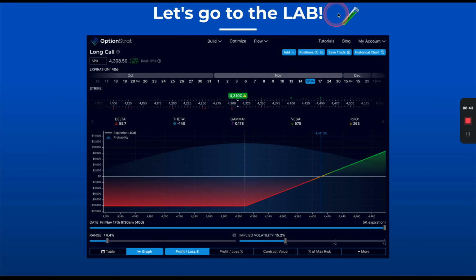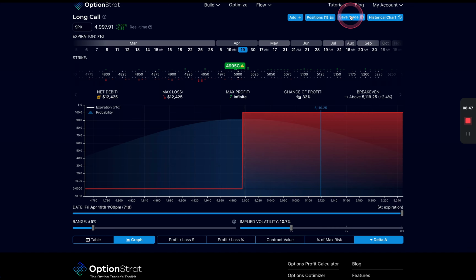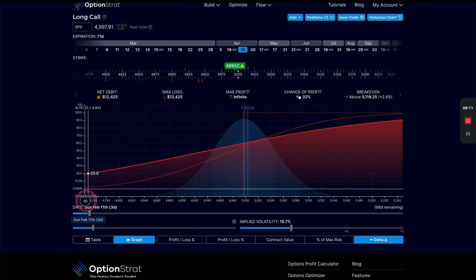So let's go to the lab now. We'll go to OptionStrat and we'll start taking a little bit of a look as to how this models out. Now, the first thing I want to make note of is you can see right down here in the corner, we can model our Greeks in OptionStrat. This is pretty cool that you don't see this in very many places. In fact, this is the only place I think I've ever seen it. So I can come in here, I can model my delta, and I can take a look.